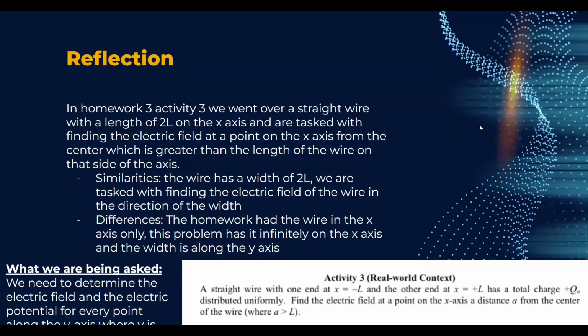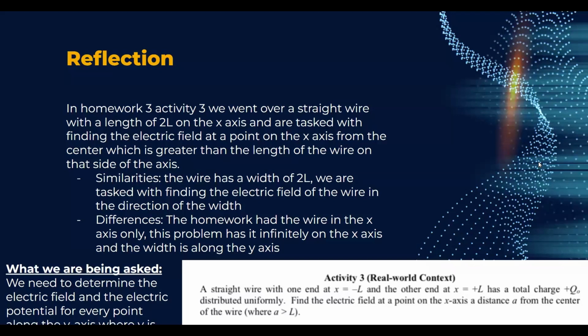So for our first reflection, we have chosen homework 3, activity 3. In that activity, we went over a straight wire with a length of 2L on the x-axis and were tasked with finding the electric field at a point on the x-axis from the center, which is greater than the length of the wire on that side of the axis.